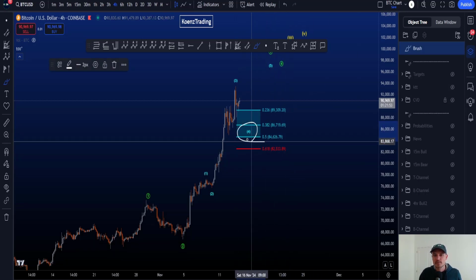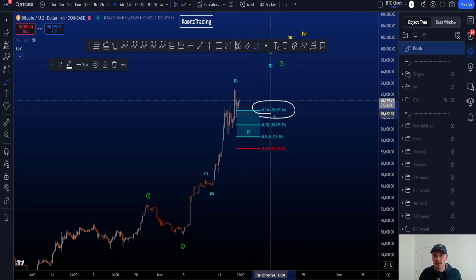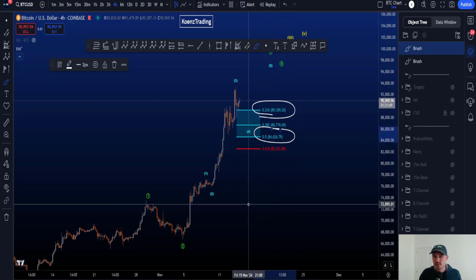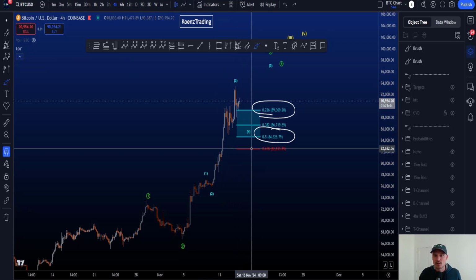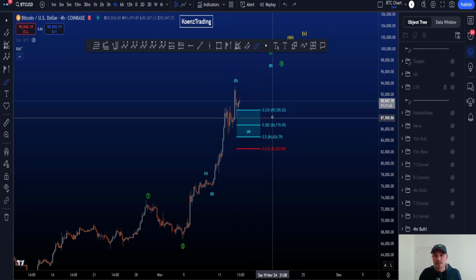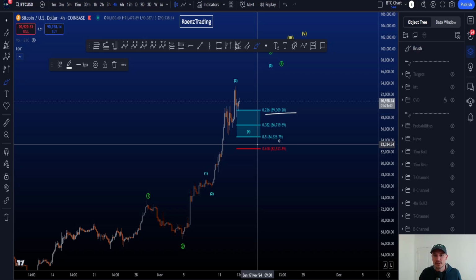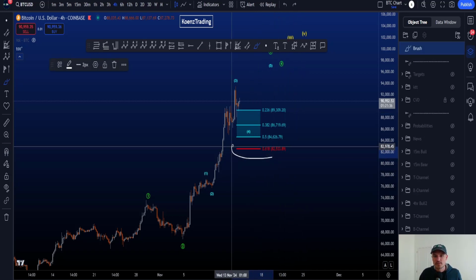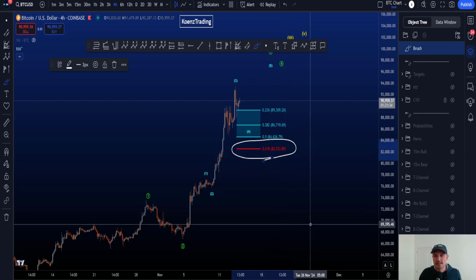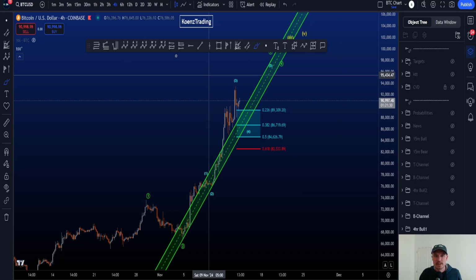The common target for this wave 4 is between the 0.236 and the 0.5 Fibonacci taken from the low of this wave 2 to the high of your wave 3. Giving you a target between 89.3k and 84.6k. The invalidation for this scenario is price moving to the downside and touching the 0.618 at 82.5k.